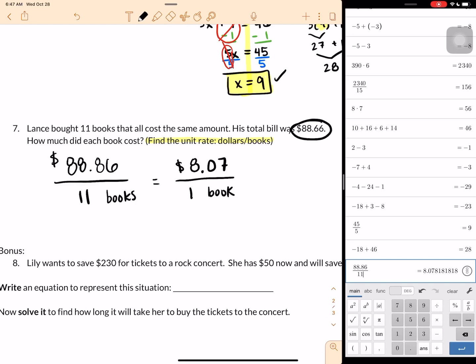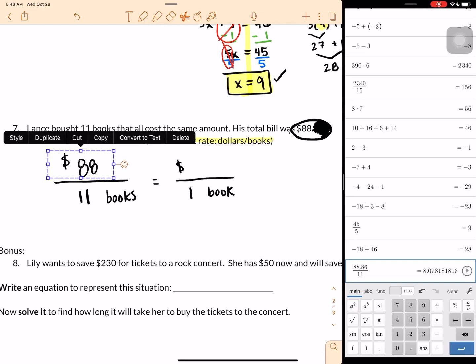So let's say, don't hate me for this, please, but let's say it was just 88. Let's do that, just to keep it a lot simpler for you. Let's say he just paid $88, that 86 cents was in tax. Okay, so let's say he just spent $88 on 11 books. If he spent $88 on 11 books, then what is his unit rate?